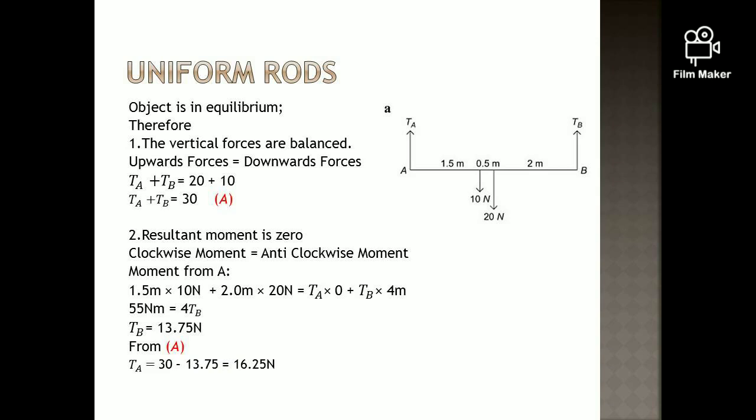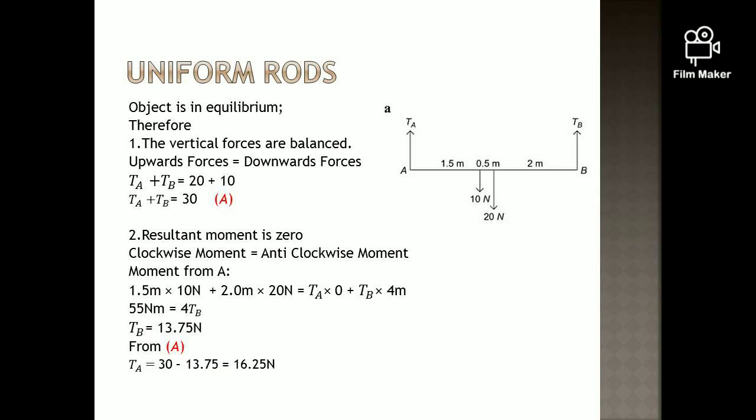Then I will consider the moments from A. If you consider the moments from A, clockwise moments equal anti-clockwise moments since the object remains in equilibrium. For the clockwise moments, consider the 10 newtons and 20 newtons separately. The moment due to the 10 newtons would be 1.5 meters into 10 newtons. The moment due to the 20 newtons is the moment due to the weight of the rod. The length from A to the center of gravity is how much, children? 1.5 plus 0.5. Otherwise, you can straightforwardly say half of 4 meters, that is 2 meters. So that should be 2 into 20, equals the anti-clockwise moments.